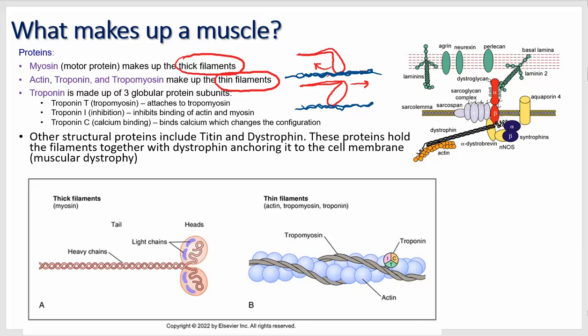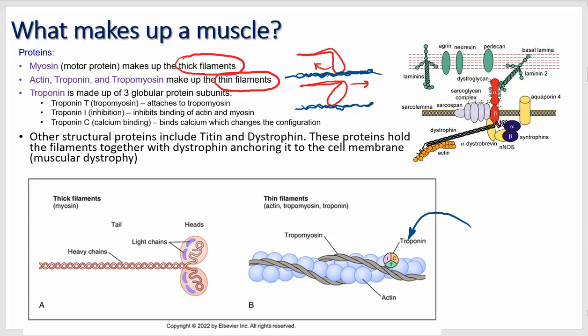Troponin is actually made of 3 other proteins, and you can kind of see that. They tried to show that in this picture here. So there's the troponin, and it's got the I for inhibitory, C for calcium, and T for tropomyosin. And they all do different things. So troponin T attaches to the tropomyosin.